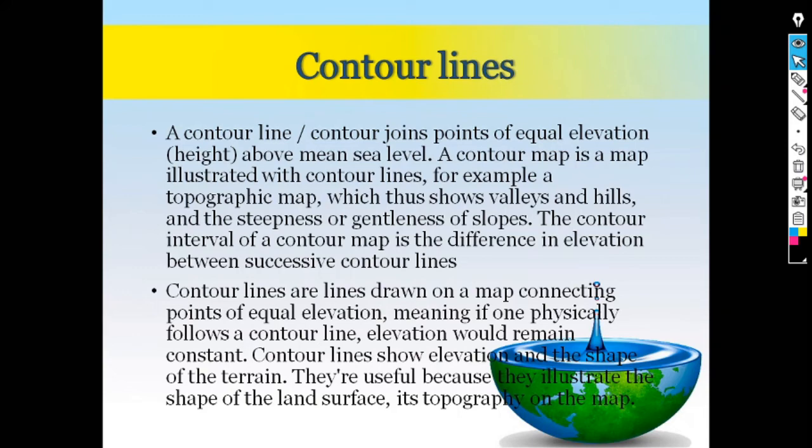Contour lines are lines drawn on a map connecting points of equal elevation, meaning if one physically follows a contour line, the elevation would remain constant. Contour lines show elevation and the shape of the terrain. They are useful because they illustrate the shape of the land surface, its topography, on the map.